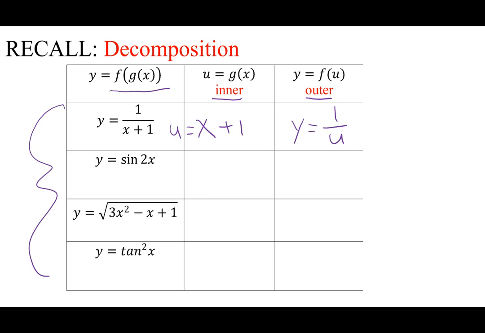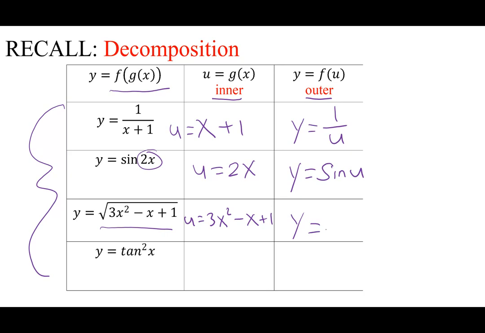How about the sine of 2x? Well, if you try to identify the innermost function, to me, I think that you're starting with a 2x. Where are you putting the 2x into? You're putting it into a sine function. How about the square root of this trinomial? Well, to me, I think I'm going to start with the trinomial, which would mean that I have to end with a square root function, or of course, you could say to the 1/2 power.